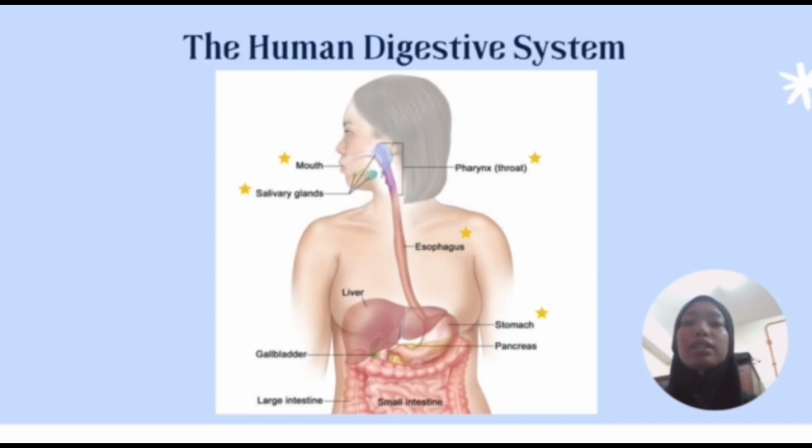And the fifth part is the stomach, which is the main important thing, where food is mixed and churned with gastric juice that contains acid and a protein digesting enzyme called pepsin.